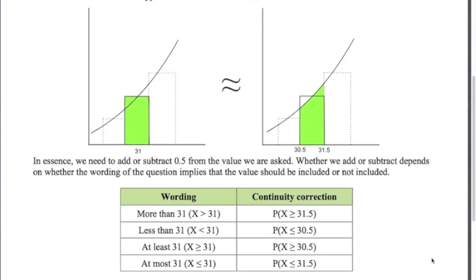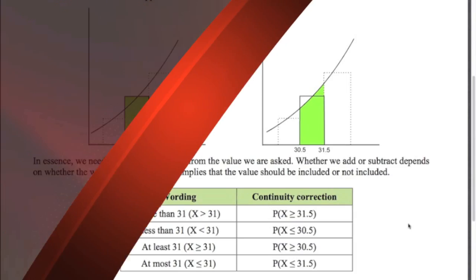So if the wording of the question was more than 31, that means we'd be wanting to find 32 and above, so we'd go to 31.5. If we were asked to find the probability that x was less than 31, that implies that we're not including 31, so it would be 30 and below, so we'd go to 30.5. At least 31 implies that we're including 31, so we'd go to 30.5. And at most 31, so 31 and down, that wording implies that we're including 31, so we want to go to 31.5. So you've just got to go up and down 0.5 depending on the wording, and you'll get used to it after you see a few of these.